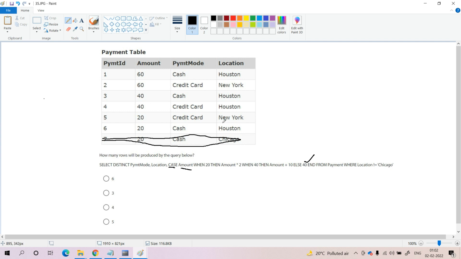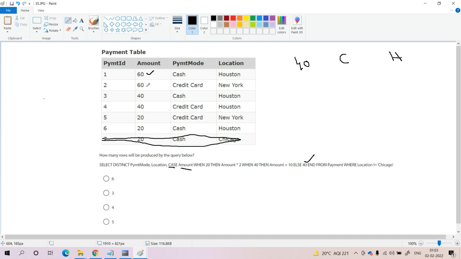Now out of the available 6 rows, we need to perform this case statement. Now try to perform it. So the statement itself is, when the amount is 20, then only we need to multiply it by 2, or when the amount is 40, then only we need to add 10. Otherwise we need to consider 40. Now what is the first amount? 60. For the 60 we need to consider the amount as 40, the payment mode is cash and the location is Houston. This is the first row that we are getting.